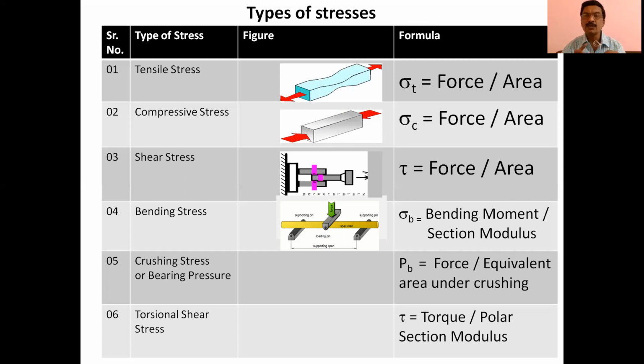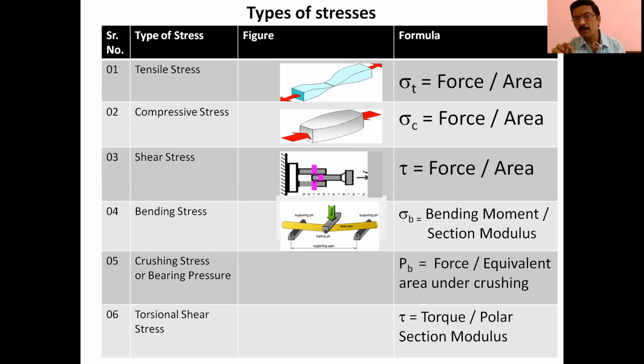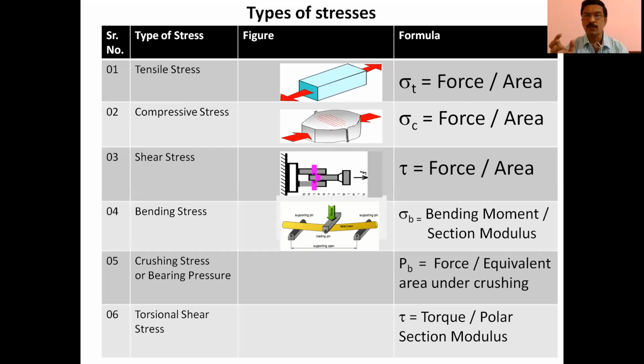So bending stress, we will go into detail about this bending stress in our shaft chapter. Bending stress is denoted by sigma b, which is bending moment divided by section modulus. We will go into detail about the section modulus and bending moment in the shaft chapter.